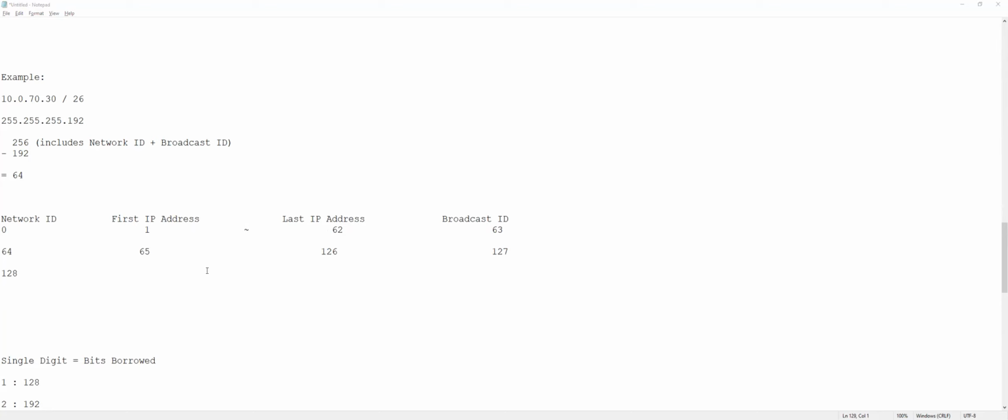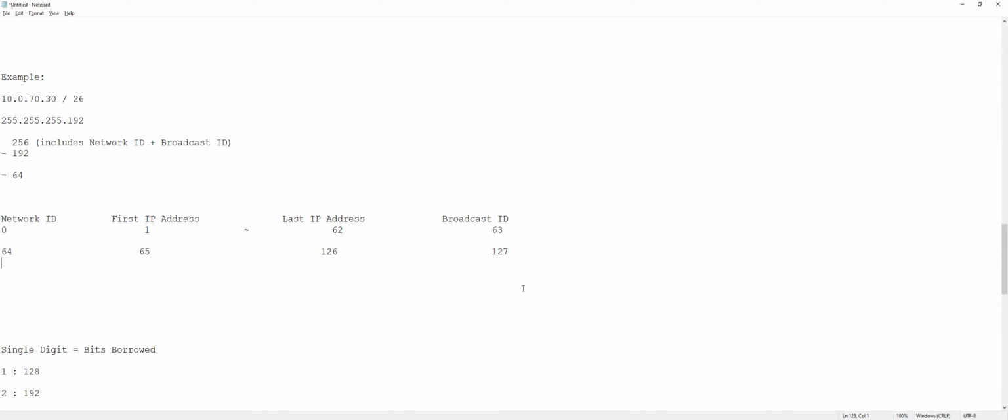Okay. So 128, I just put it there to give you an example of the calculation that you will need to use to find the broadcast ID, last IP address, and first IP address. But in a case like this, you wouldn't need 128 here. It would just be this. Does that make sense?